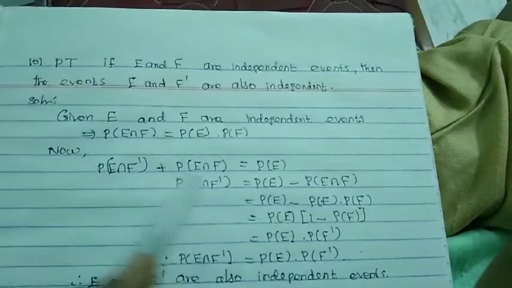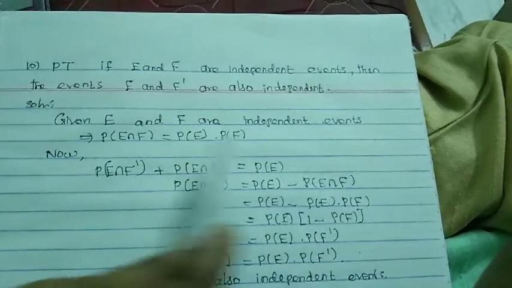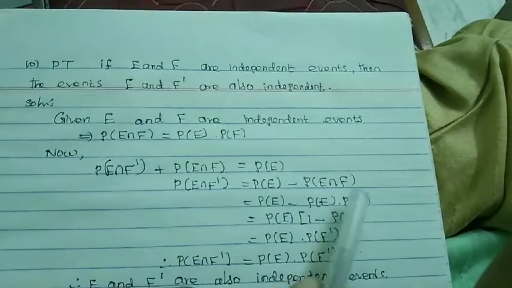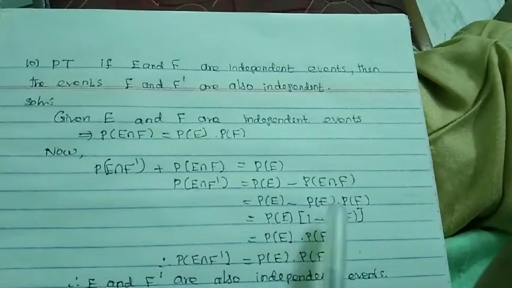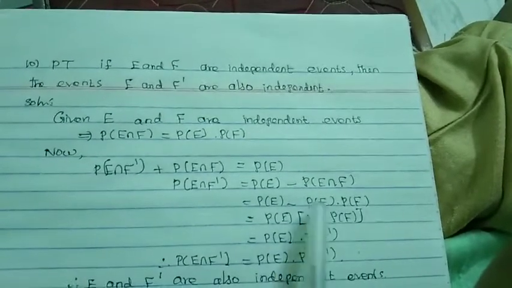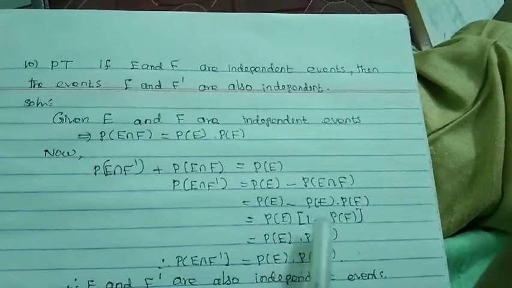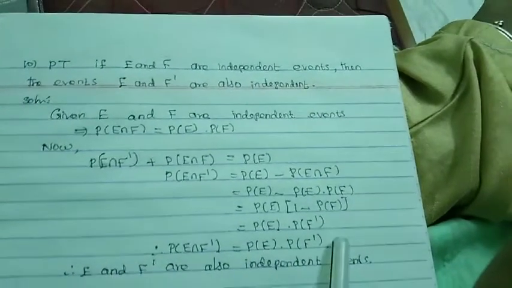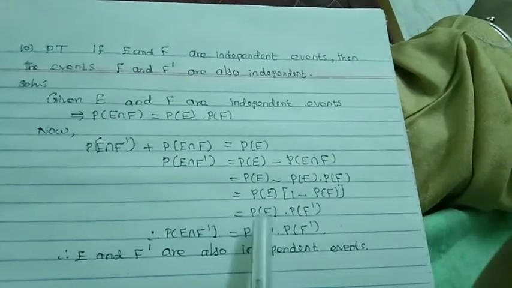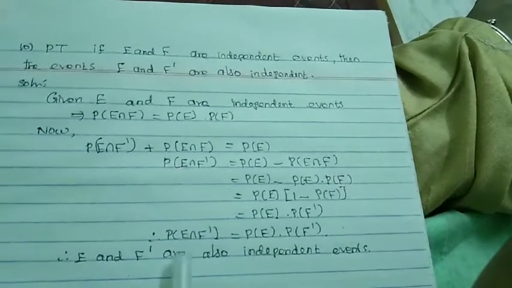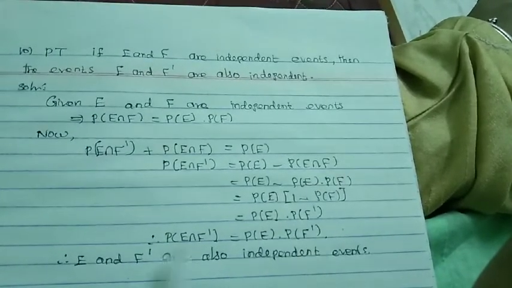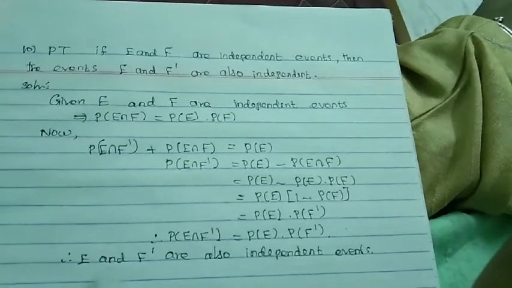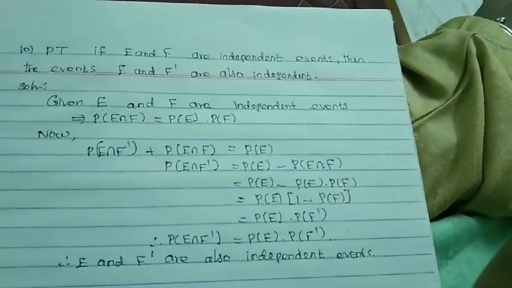So we leave this one, okay? On the left side, take this to the right side. So P of E minus P of E intersection F. P of E intersection F can be written as P of E into P of F. P of E is common, so take it out. So 1 minus P of F. 1 minus P of F is P of F dash. So P of E into P of F dash. So P of E intersection F dash equals P of E into P of F dash. So finally we conclude here that E and F dash are also independent events.